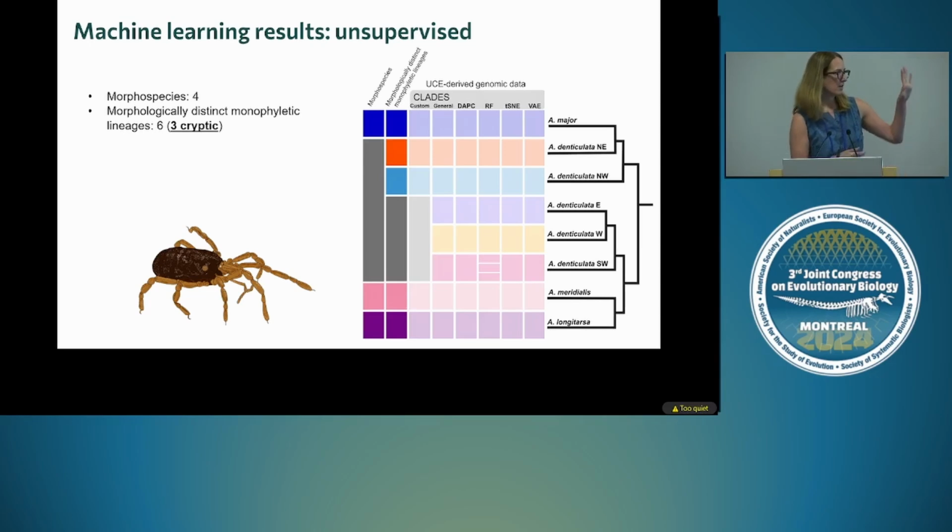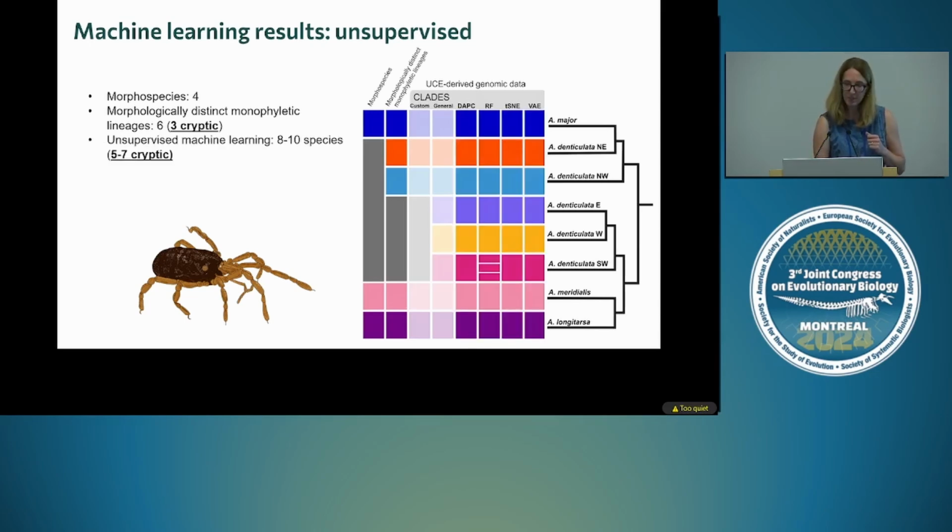Okay, so what do all of these methods tell us about the number of species in this group? Here you see the same results figure, but I've expanded it. As a reminder, we have 4 morphospecies, and when we add information from phylogeny, we know that we have a minimum of 6 species. I'm going to walk you through first our results from unsupervised machine learning. Those are the 4 columns on the right. You can see that they generally converged on a similar answer, with just one of our methods, random forest, adding 2 cryptic species. Most of these methods found a total of 8 species, with 5 of them being cryptic. One of them found a couple more.